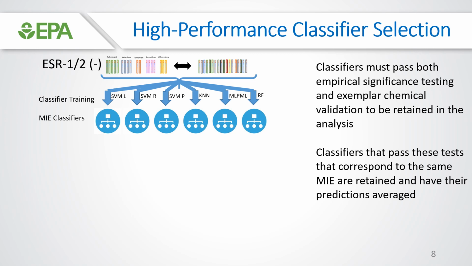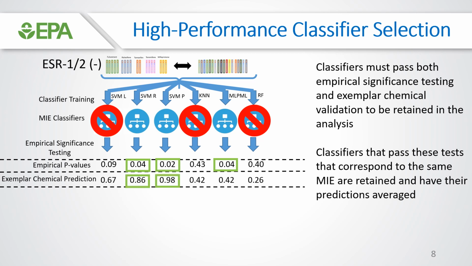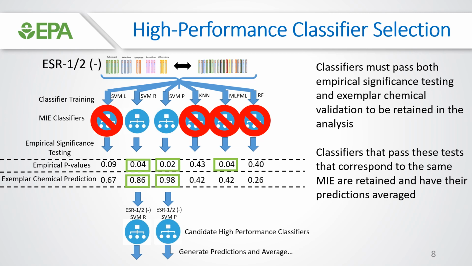For each MIE, we removed classifiers that failed this empirical significance test with a p-value greater than 0.05. We further assessed these classifiers on exemplar chemicals that had been completely held out from all training and assessment up to this point. For many of the remaining MIEs, several classification algorithms passed these criteria and were then combined into an ensemble model by averaging the prediction scores from each classifier.